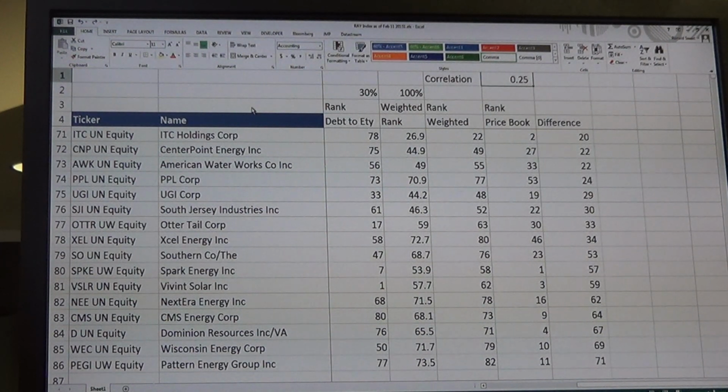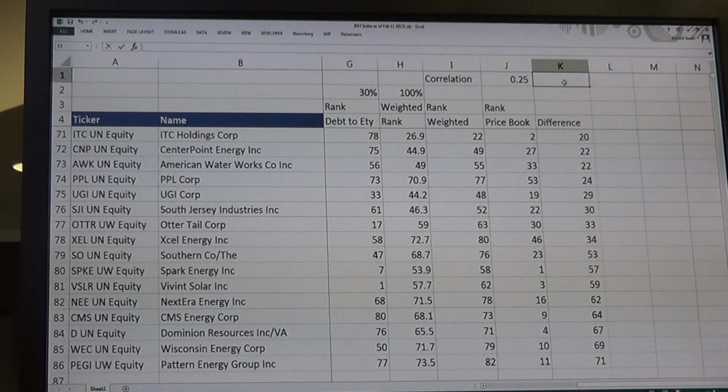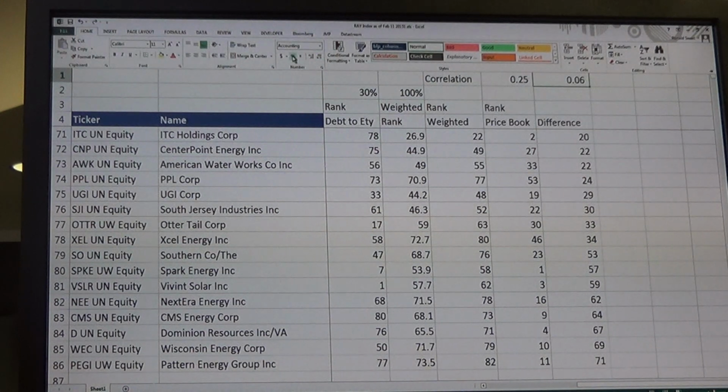You take the correlation and you square it. It tells you what your R squared is. So you can see our R squared is only 6%. Wow. That's just not very good. We're not explaining much of the difference.